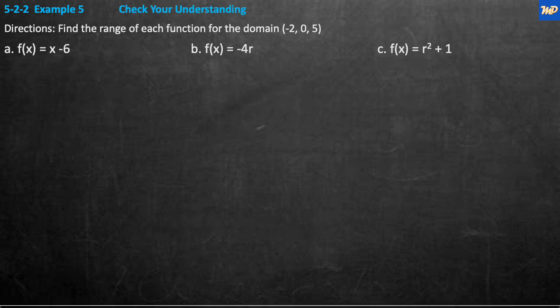Okay, example 5, check your understanding. So here they want us to do what we just did on the previous slide. They've given us 3 domain values, and they want you to find the range values. The interesting thing here is that it's 3 different problems. So you're going to have to do each problem 3 times, right? So you're going to get the same domain, and these are different function rules. A is its own function rule, B is a function rule, C is a function rule.